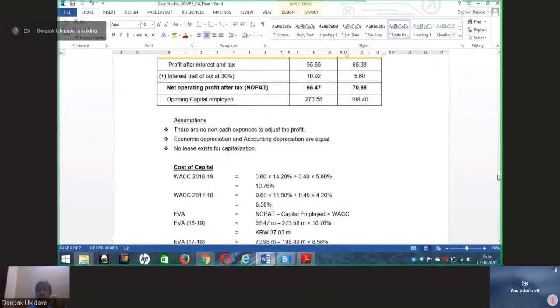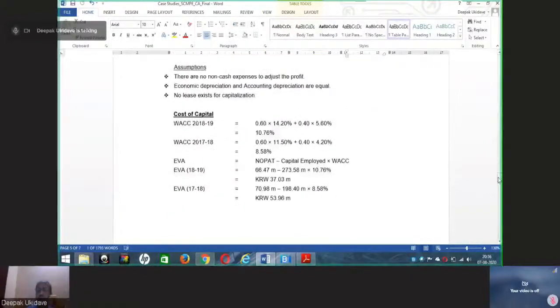KD post-tax: 5.6 and 4.2. This is KD post-tax. And that is how you can calculate WACC for the current year, which is 10.76, and WACC for last year, which is 8.58. This is 10.76. You can check the calculations on the calculator and see whether you have understood this.